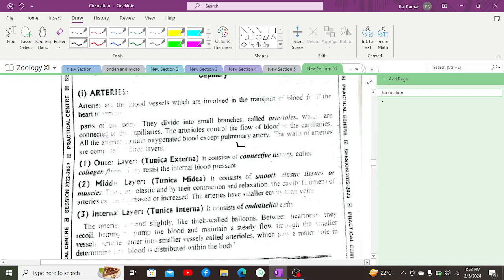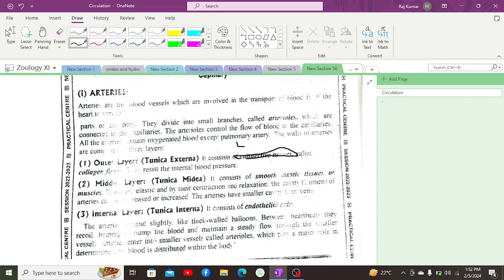but that is present in the fetal stage. And the walls of arteries are composed of three layers. The outer layer, which is tunica externa, is composed of connective tissues. What type of connective tissues? These are made up of collagen fibers, and they resist the internal blood pressure.